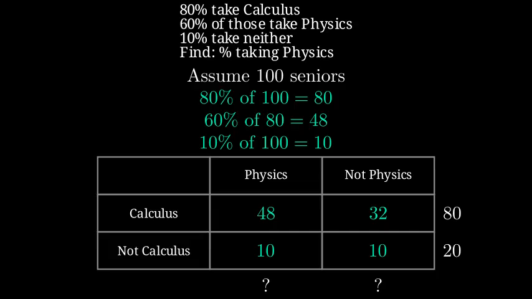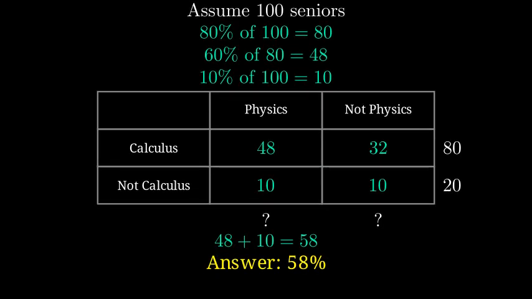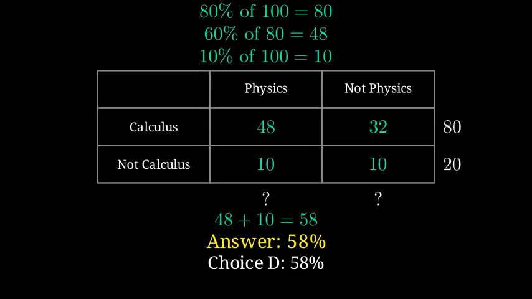Now we can add the physics column. 48 plus 10 is 58. That means 58 students take physics. Since we assumed 100 students, that is 58%. So the correct answer is choice D, 58%.